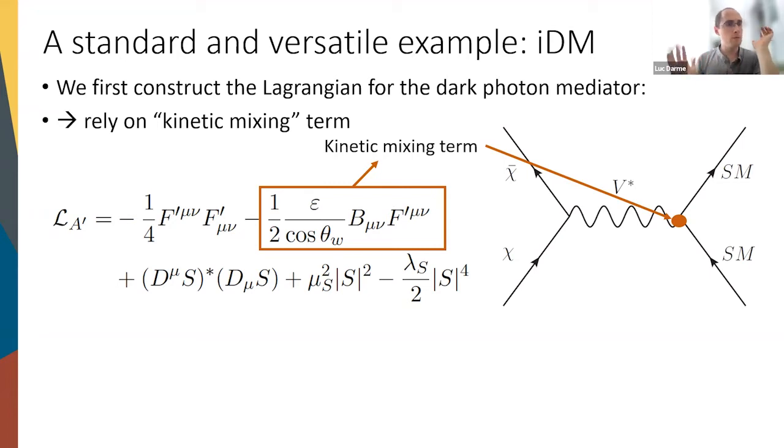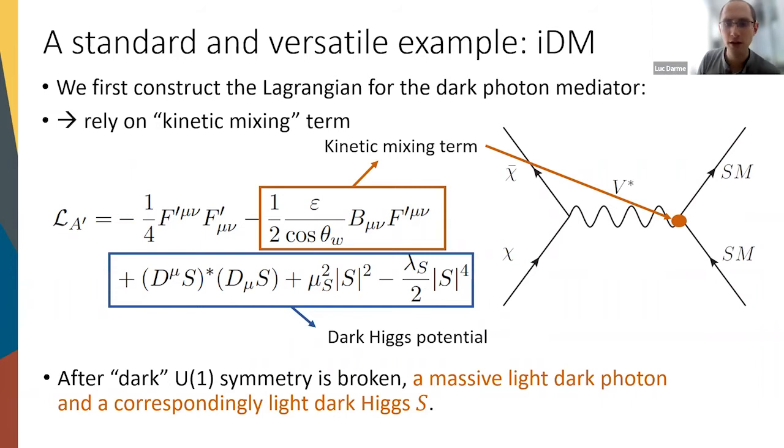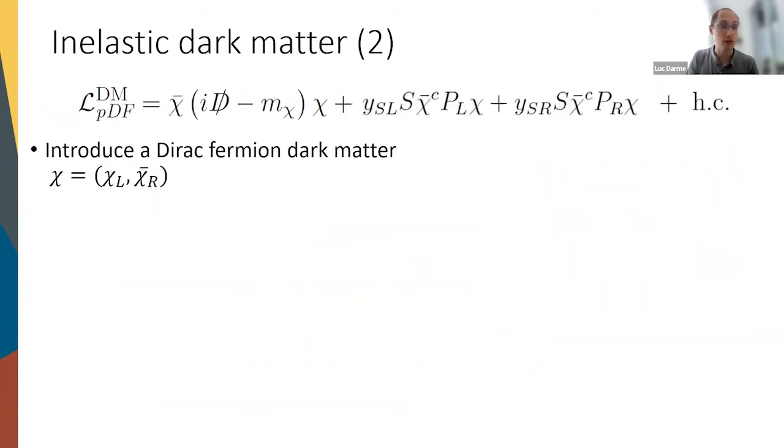Now, to make this model complete, I need to add a dark Higgs mechanism, because this particle arises from an abelian gauge group, like a new dark U(1). I need to break this gauge group in order to give a mass to my dark photon, so I need a new Higgs particle. If you put this together, this is the term that we have for the Higgs. This dark Higgs potential will trigger spontaneous symmetry breaking. It will give a mass to my dark Higgs and to my dark photon. This is a typical scenario for a massive dark photon.